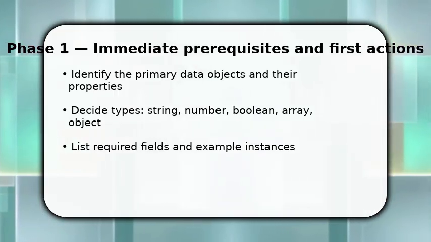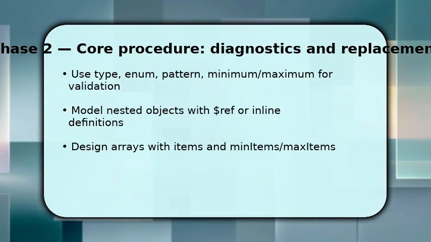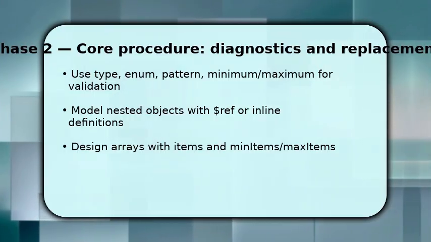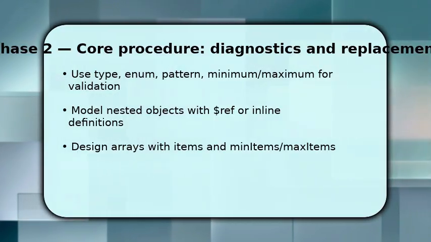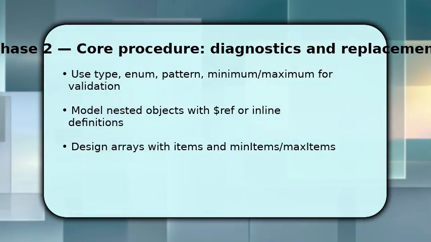Now you define each property precisely. Assign types, add enum sets or regex patterns for strings, and set numeric limits. For nested structures, reference reusable definitions with $ref to avoid duplication. Once done, inline small objects for clarity.